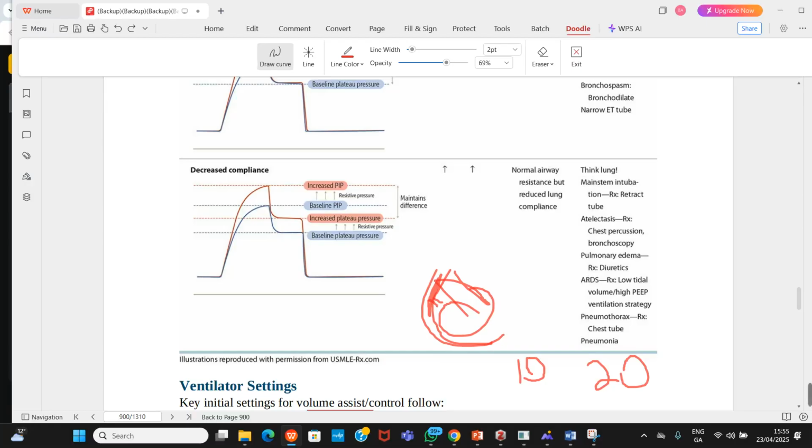So that's why we are always seeing PIP. We are seeing PIP increasing, and we are seeing the resistive pressure increasing. So for this kind of person, we just look for a cause of increased resistance in the airway, and we are going to get to that.